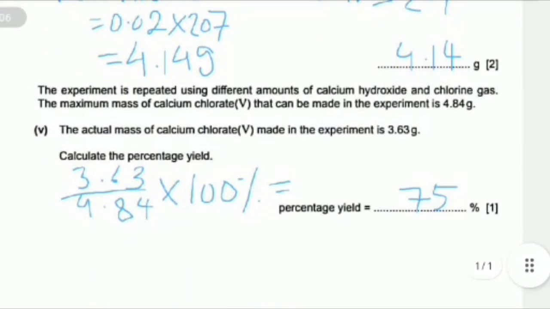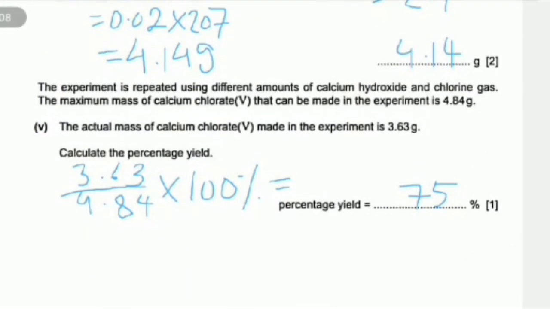The fifth part says the experiment is repeated using different amounts of calcium hydroxide and chlorine gas. The maximum mass of calcium chloride that can be made in the experiment is 4.84 grams. The actual mass of calcium chloride made in the experiment is 3.63 grams.